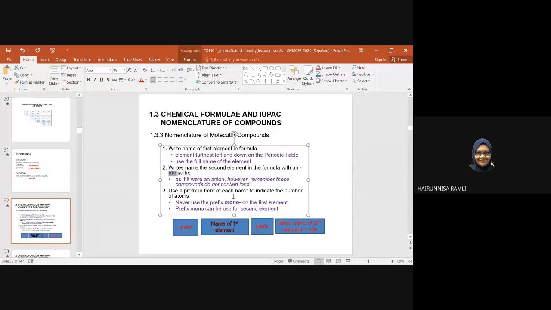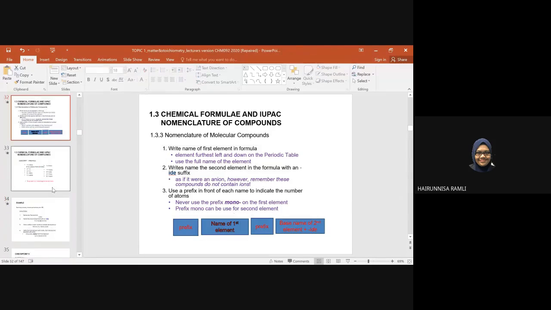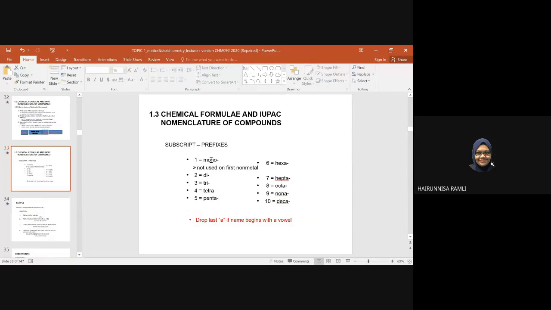Okay, but then again, kalau molecular compound, kita tambah prefix ni, kita ada extra something to indicate number of atom, bilangan atom tu. Okay, so macam contoh kat sini, you akan tambah mono untuk satu, di, tri, tetra, penta. Sebenarnya ada lebih daripada 10, tapi untuk you punya level, kita ajar sampai 10 sajalah. Okay, you have to drop last A if name begins with a vowel.